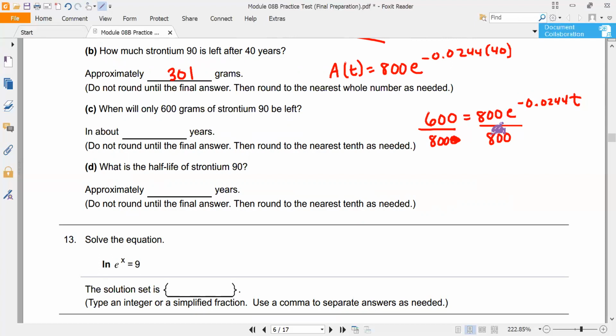And then I'm dividing this 800 over because I want to get E by itself so I can somehow use a log to pull this power out. So this would be 6 over 8 if you reduce it down, which is 3/4. Sorry, trying to do mental math. And then this is equal to E to the negative 0.0244 t. Taking the natural log of both sides will allow me to pull this power to the front. And then remember we said natural log of E is just 1. So we're just dividing by this.